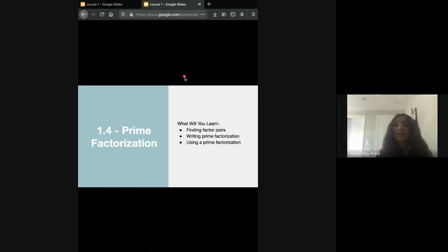Okay, so our next section here is prime factorization. This is also another really important thing for the future, and it'll help you be able to do more problems when they have big numbers in them. So what we'll learn here is finding factor pairs, writing prime factorization, and using a prime factorization, such as like a factorization tree or multiple pairs.